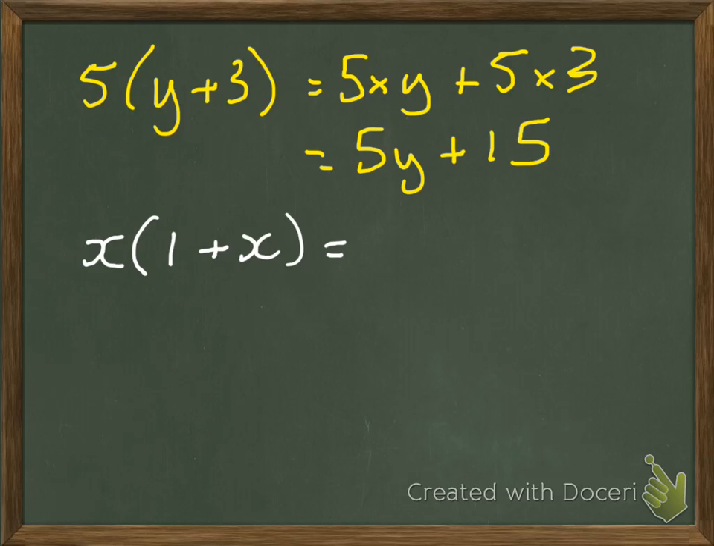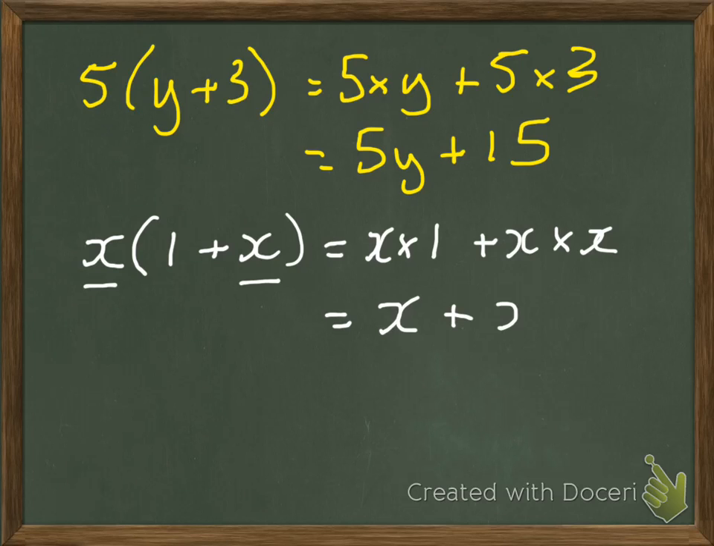Okay, so what have we got? We've got the outside times the first thing in the bracket, so that's x times 1, and then we've got the outside times the next thing in the bracket, which is plus x times x. Okay, not to get too worried about this, that's x times 1, same as 1 times x, which is x, plus x times x, which is x squared.